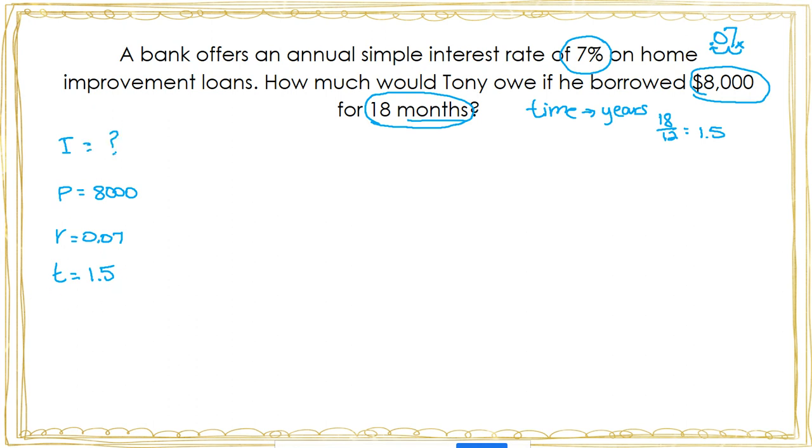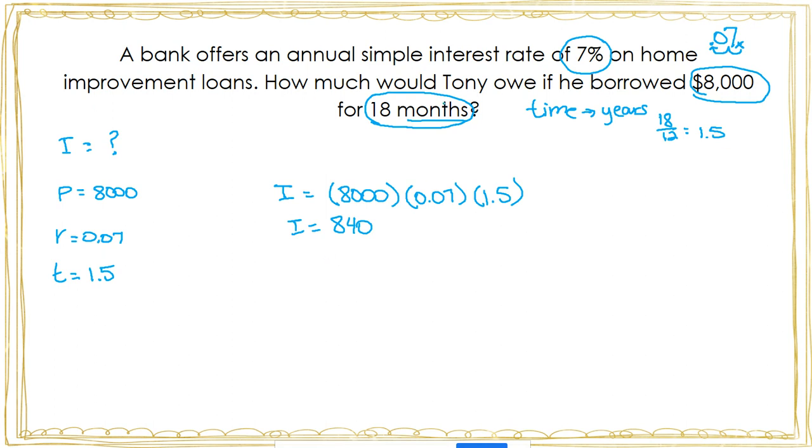So for this, I again don't know my interest, so I'm just going to plug everything else into my formula. I equals 8,000 times 0.07 times 1.5. And then I'm just going to multiply all of these together, and I get 840. Now, this means that 840 is the amount that Tony will owe in interest.